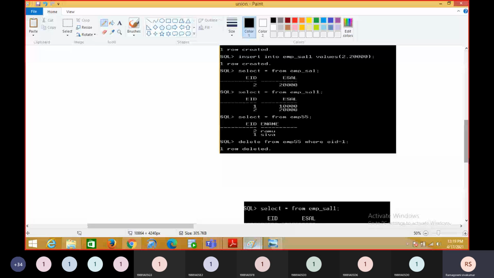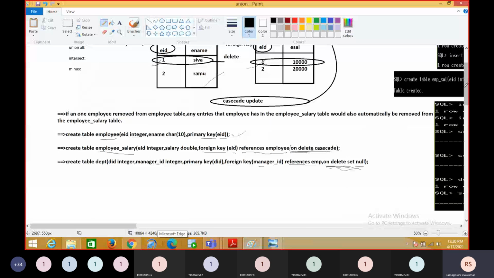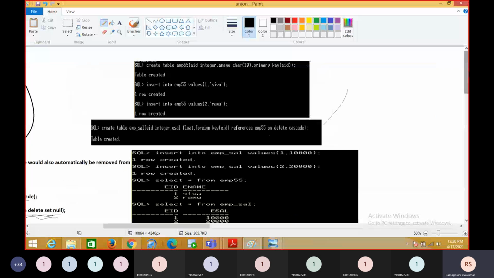Note down these queries and you should practice them, the first one and the second one. Before that, you need to create these tables. I created only two tables; you create three or four tables. Next perform the delete operation, then check whether it is working or not. These are the examples, and you can do the same thing in your labs.